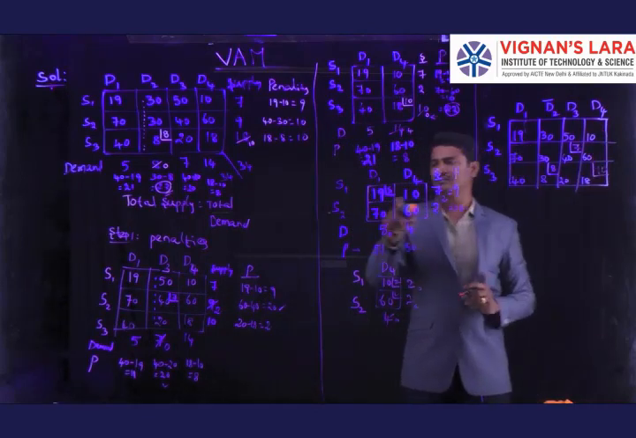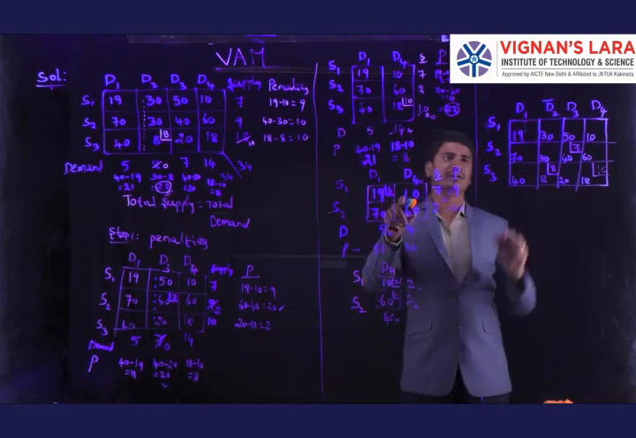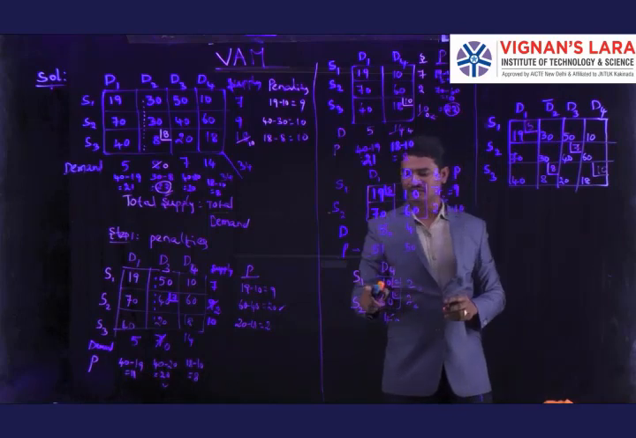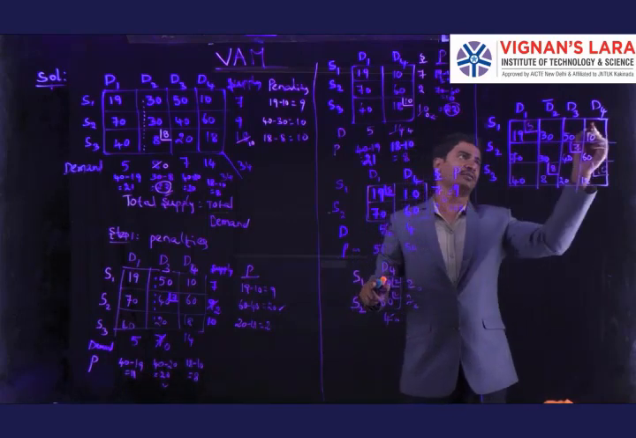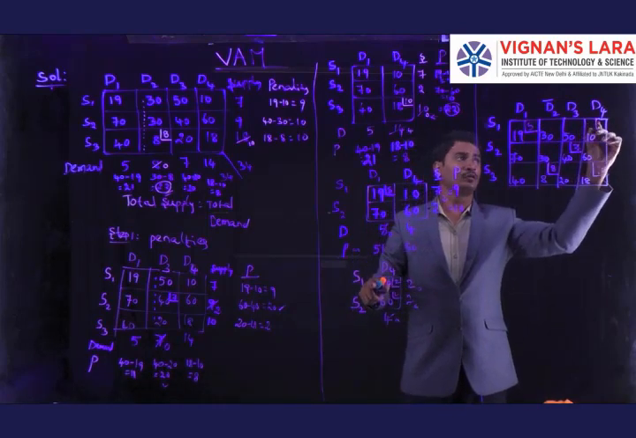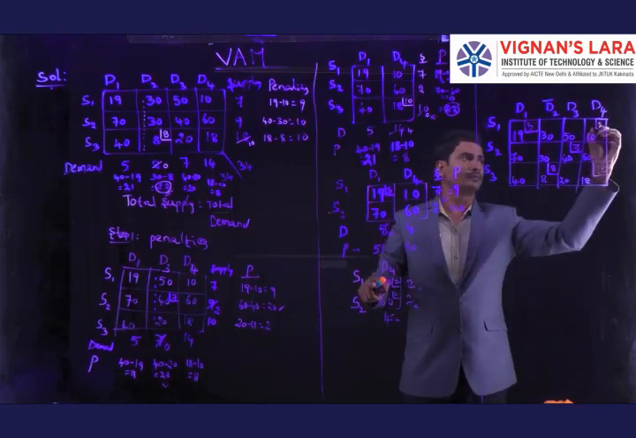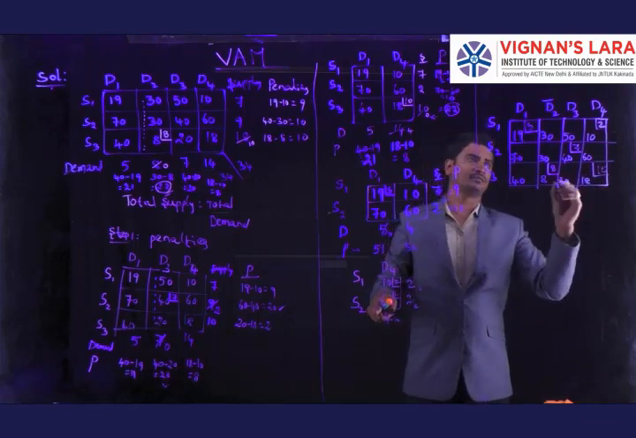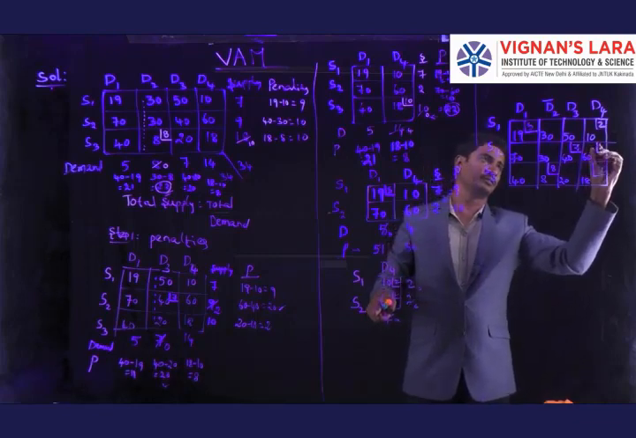Next allocation is S1 D1. At S1 D1, this is 5 units. Next allocation is S1 D4. S1 D4 is 2 units. Next S2 D4 is 2 units.